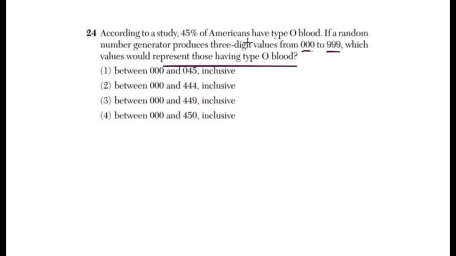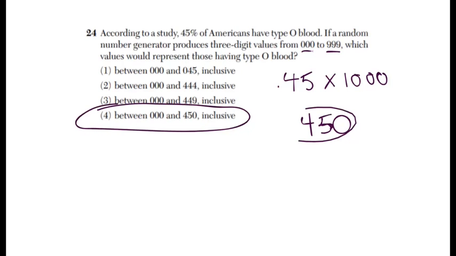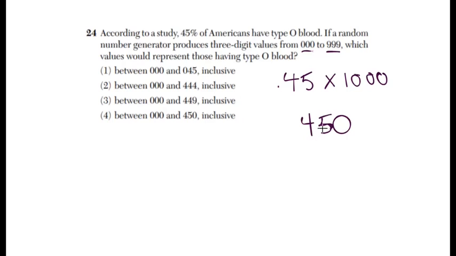Which of these 3-digit values could represent type O? So we take 45%, represented as a decimal, and multiply it by 1,000. That'll tell us how many are type O. 450. Now right here, I guarantee a high percentage are going to say, hey, it's got to be number 4. I got 450. But remember, one of those 450 is represented by 000.